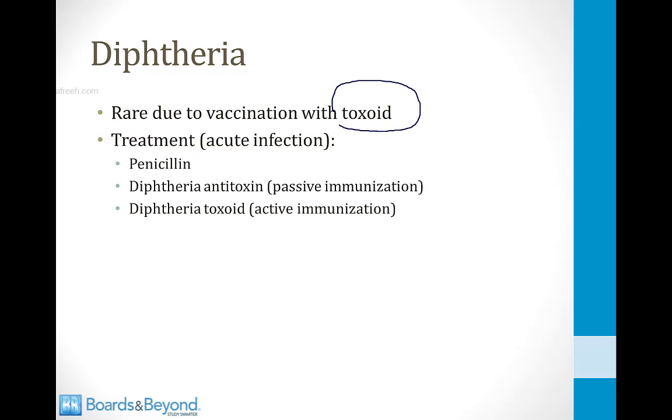The treatment for acute infection includes penicillin. This bacteria is generally sensitive to penicillin. And then to administer diphtheria antitoxin, this is called passive immunization. And then you also administer the toxoid vaccine, which is called active immunization.